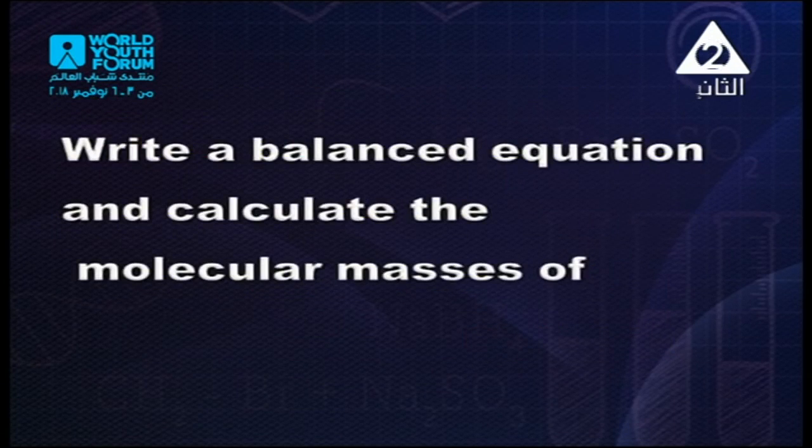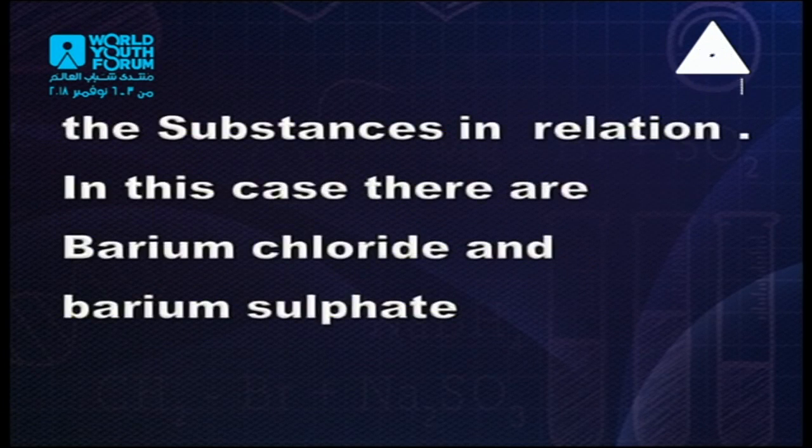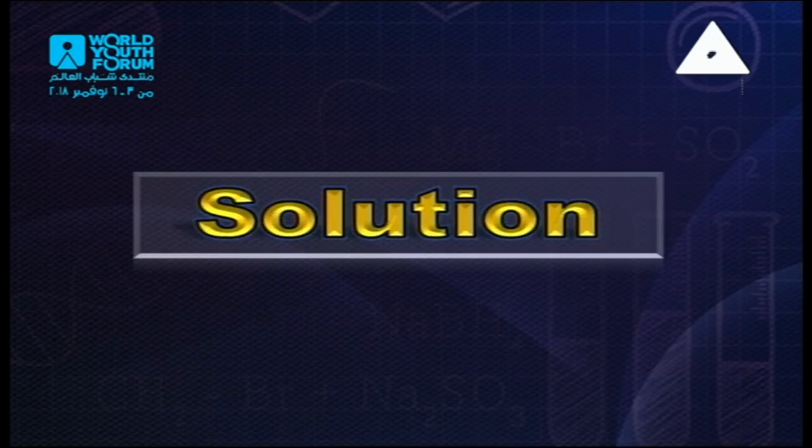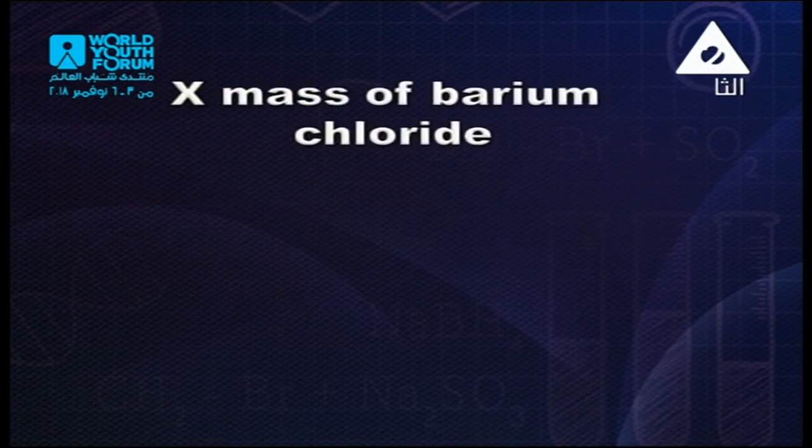What about starting to answer? Write the balanced chemical equation and calculate the molecular mass. The equation should be written in the right form, in balanced form. Catch it now. The substances in this case are barium chloride and what else? Barium sulfate. I am sure. Barium chloride, barium sulfate. Now, solution. As a beginning, you must say X mass of barium chloride. I don't know it. We say X mass because I don't know what its mass is.